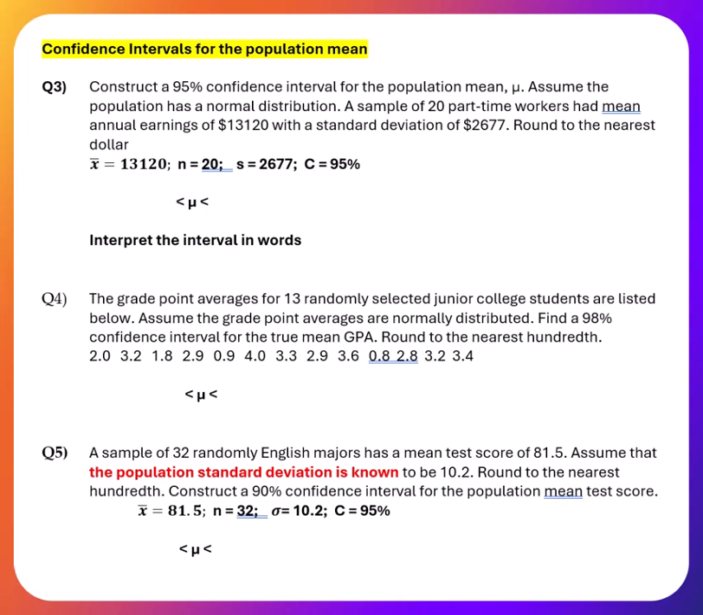In order to find a confidence interval for the mean, we need 4 arguments. We need the confidence level, which is given right here. We need the sample standard deviation, which is given. We need the sample size, and we need the sample mean. And I'm going to show you how to use StatCrunch to construct the interval.